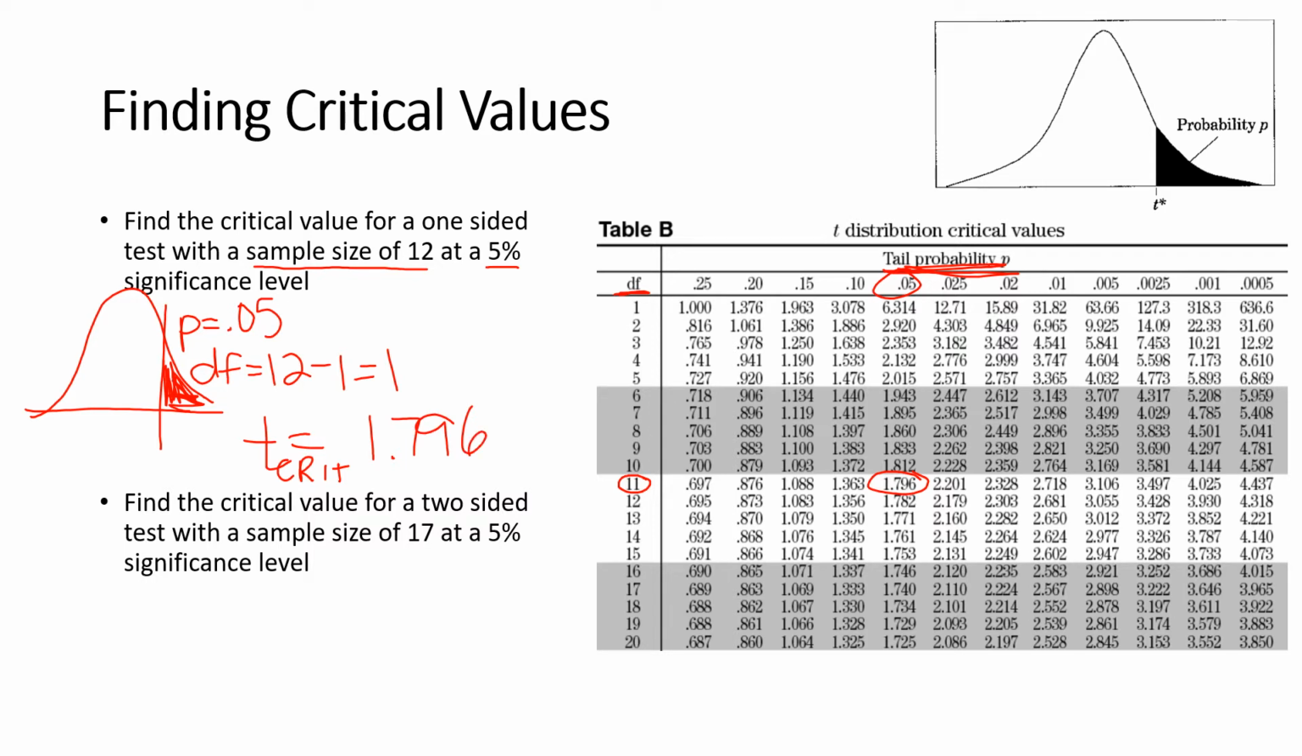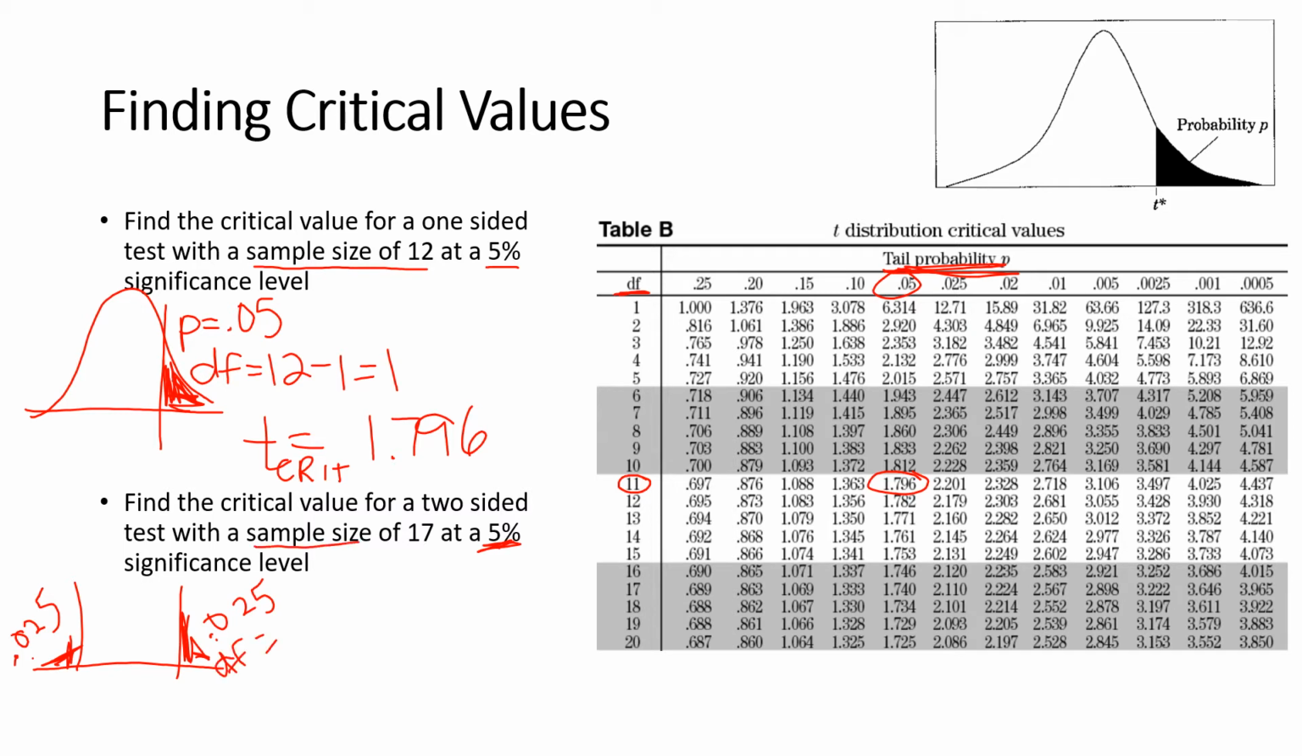So my critical value, T crit, is 1.796. Okay, well, what if we had a two-sided test? So the second one down here says find a critical value for a two-sided test with a sample size of 17 at a 5% significance level. So two-sided test means that I'm going to be shading both sides here. And overall, I'm looking at a significance level of 5%, but I have to split that up evenly on either end. So 5% split in half is going to leave 0.025 on each side.